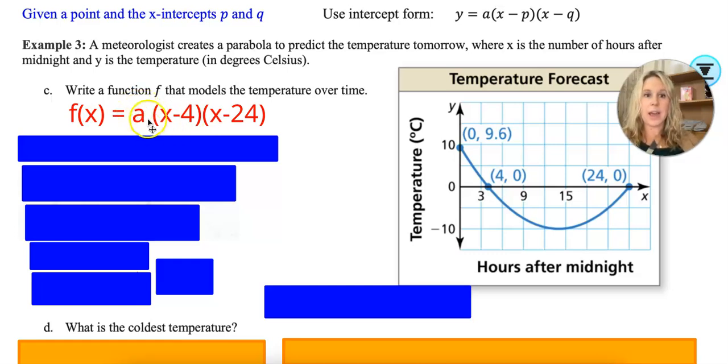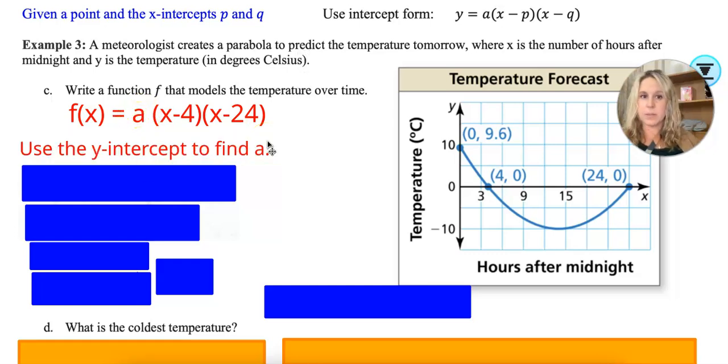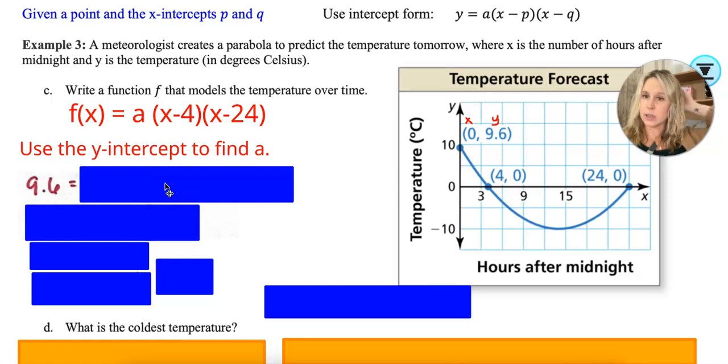Now, to figure out my a value and get my final answer, you are going to need to use a point. And so again, I'm going to use my y-intercept that they gave me to find my a value. So here's my y-intercept. Remember, x is going to be 0, and then y is going to be 9.6. So I'm going to take those two numbers and substitute them into my equation to find my a value. f of x is a fancy way of saying y, so we're going to start off with 9.6 on the left side.